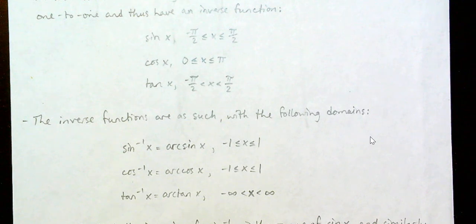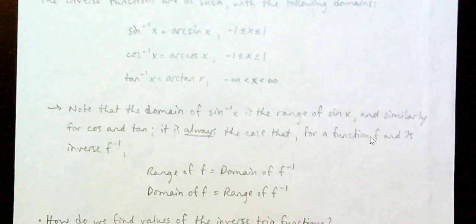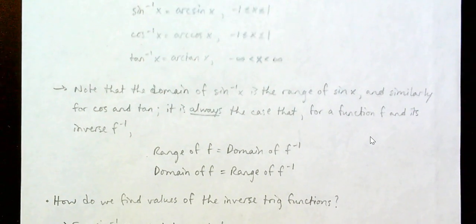Now note that the domain of the inverse sine function is equal to the range of the sine function, and similarly for cosine x and tan x and their inverses. It's always the case that for a function f and its inverse function f inverse, the range of f equals the domain of f inverse, and the domain of f equals the range of f inverse. That is always going to be the case for a given function and its inverse function.